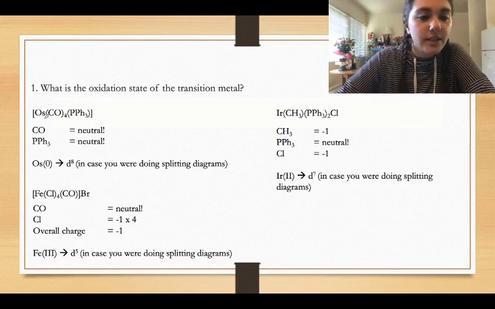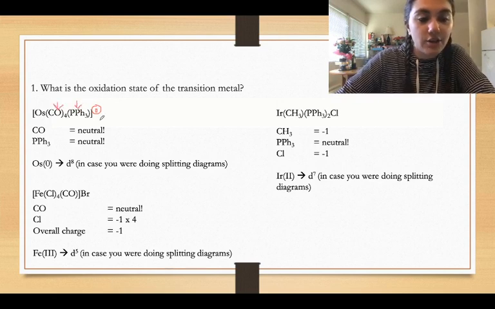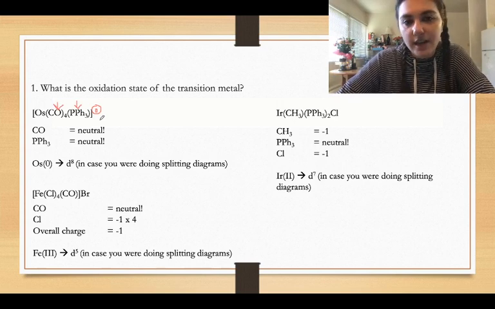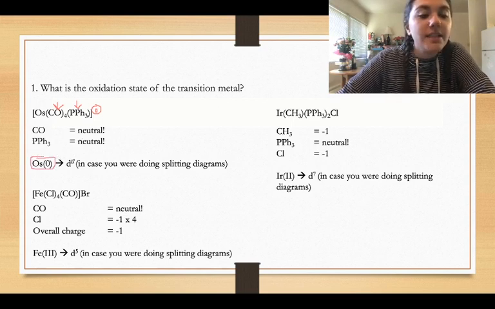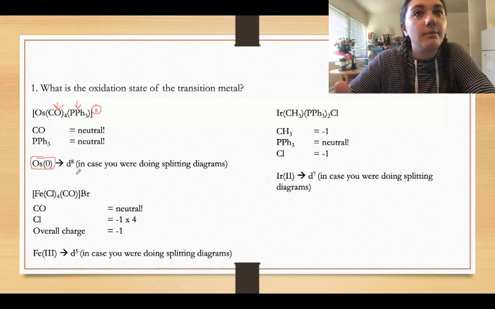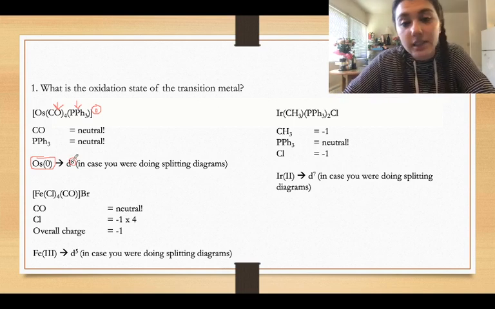And so first I'm going to look at this one. This is a complex, and I notice that it has no charge, and therefore the overall charge is going to be 0. The next thing I'm going to look at is that CO I know is neutral, and I know that PPh3, or triphenylphosphine, is also neutral, and that means that my charge on my osmium is going to be 0. And then I know that because it's 0, it's a d8 transition metal. If you were to be doing the splitting diagrams, you know that you have 8 electrons to play around with.